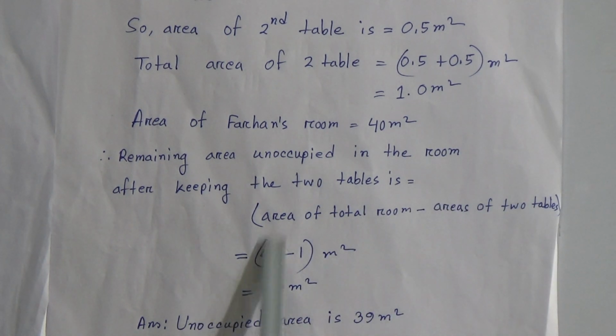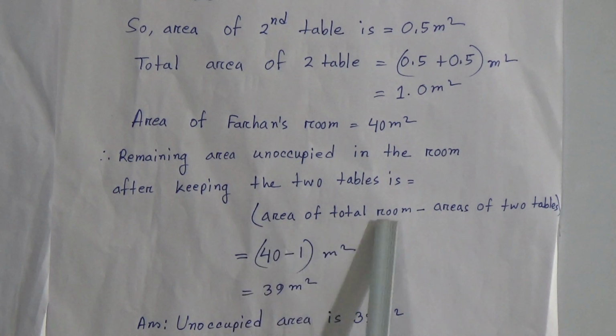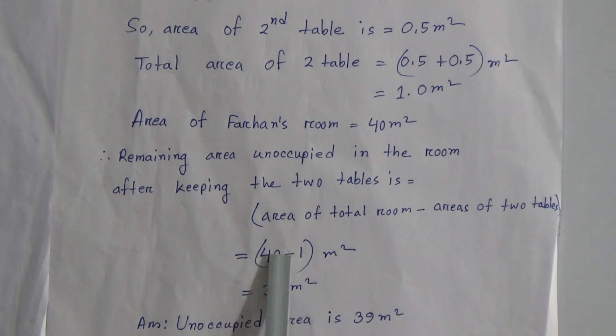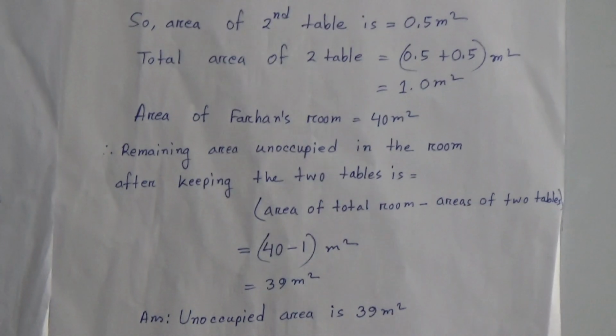Then if we place value here, area of total room is here 40, and if we subtract area of 2 tables is 1, then we will find here 39 meters square. So answer will be unoccupied area is 39 meters square.